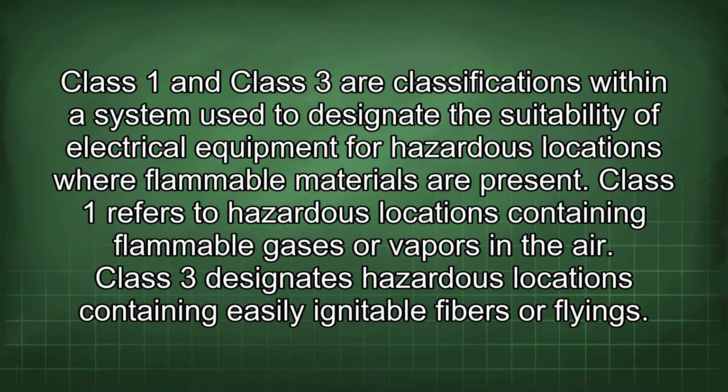Class 1 and Class 3 are classifications within a system used to designate the suitability of electrical equipment for hazardous locations where flammable materials are present. Class 1 refers to hazardous locations containing flammable gases or vapors in the air. Class 3 designates hazardous locations containing easily ignitable fibers or flyings.